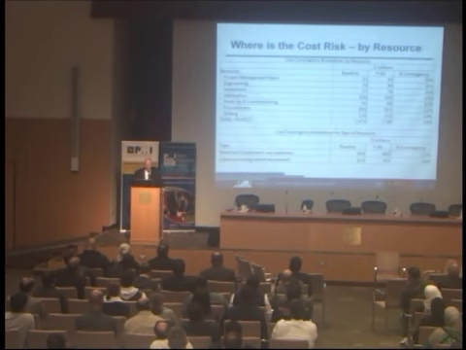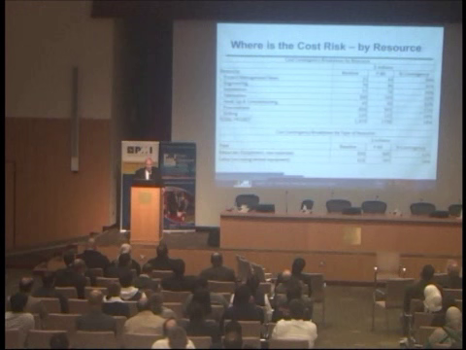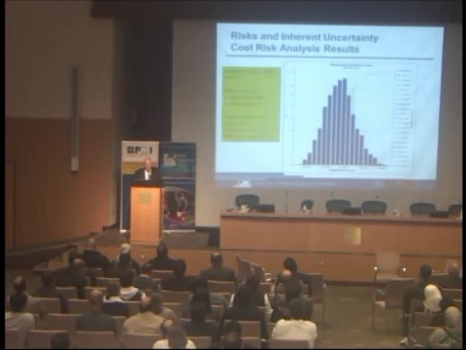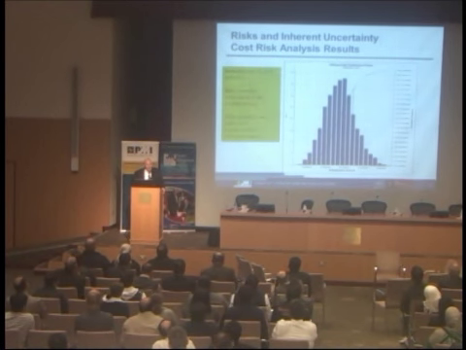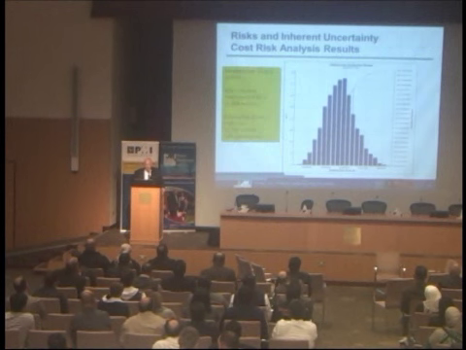Okay. So now where's the cost risk? By resource, you can do that. By type, which is material and labor, you can do that. This is the cost histogram. Doesn't look particularly exciting, except you realize that it's got all the schedule risk in there. You will not get this answer if you ignore the schedule.